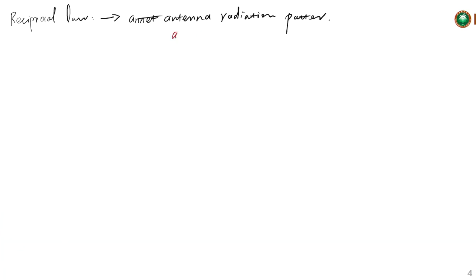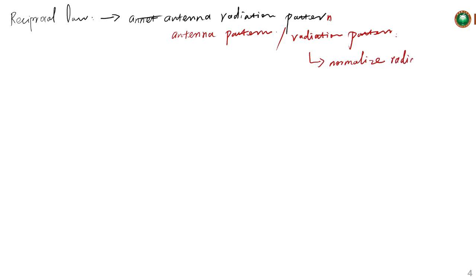So it can be antenna pattern or radiation pattern. It can be characterized by the normalized radiation intensity, all right?